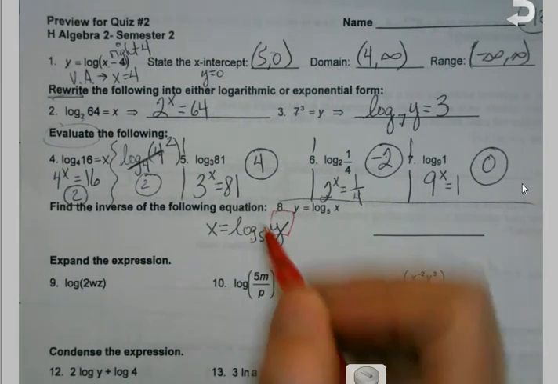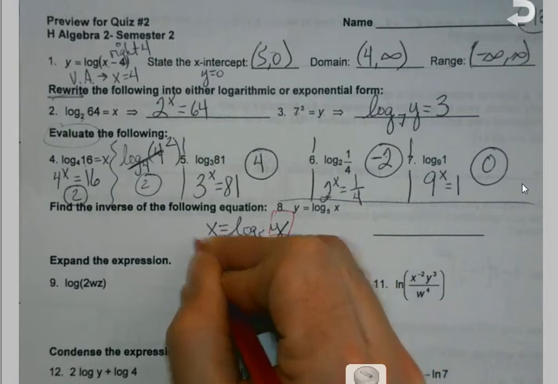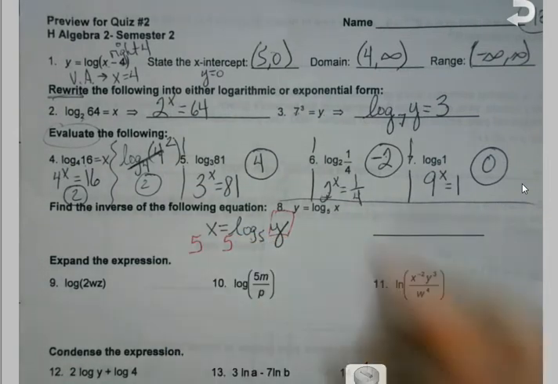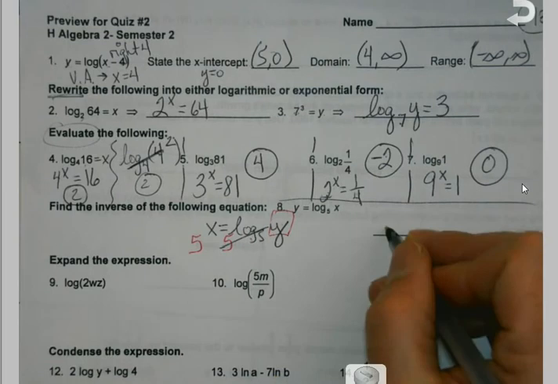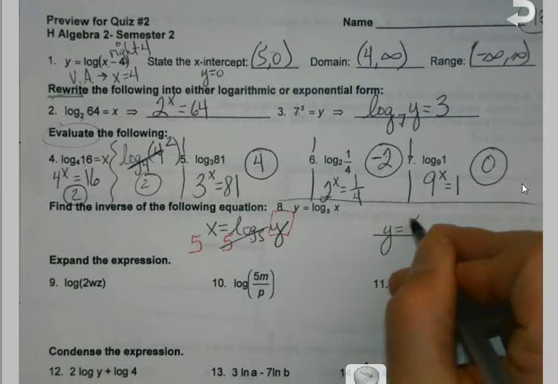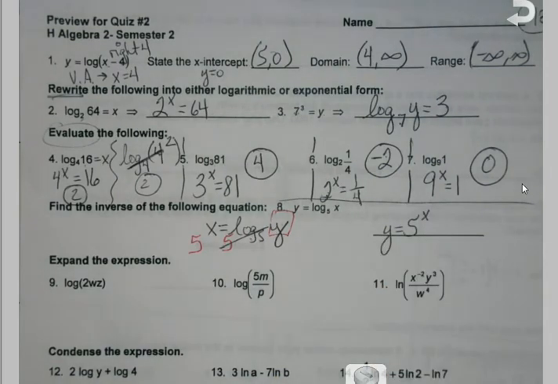How do I do that? I exponentiate with that base number. But again, exponentiate, base exponent. This is not y equals 5x. It's 5 to the x power. And that's a detail I'll watch for.